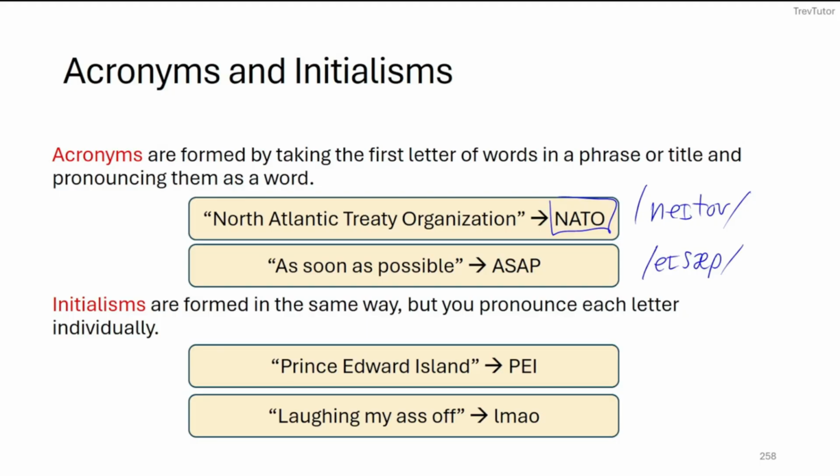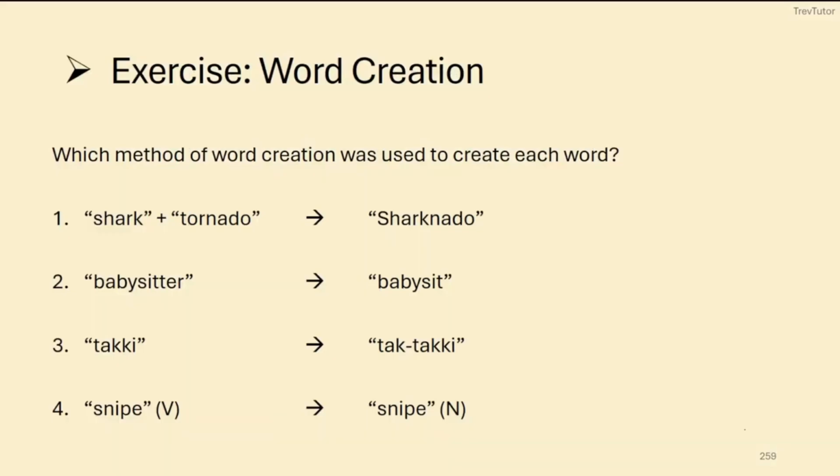Initialisms, again, they look pretty similar, but you do not pronounce them as a word. You pronounce them each letter individually. So for Prince Edward Island, we don't call it pei, we call it P-E-I. For LMAO, I think us older people say L-M-A-O, and then younger people say lmao. So, I mean, really, if you say L-M-A-O, it is an initialism. If you say lmao in that transcription, then it would be considered to be an acronym. So it could change depending on how you pronounce it, the generation, the age, and so on.